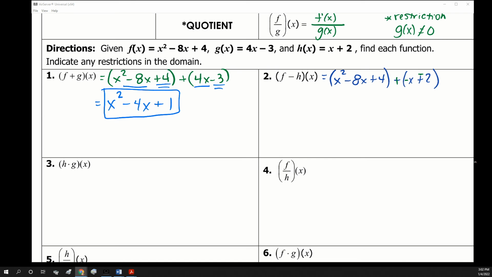Okay? Now we're going to add like terms again. Now there is no other x squared, so it stays x squared. And then we have negative 8 minus x. So negative 8x minus 1 more x. So it's like you owe someone $8, you borrow another $1 from them. Now you owe them 9, so that's negative 9x. All right, and then we have 4 minus 2 is 2. Positive 2 means plus 2.